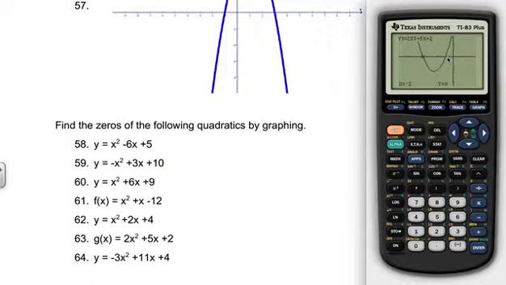This one's right in between, so I could trace over there and find it, but I want to show you another technique to find that 0 right there. I'm going to hit second calc. Okay, and I'm going to choose number 2, which finds zeros for me. And it says get on the left hand side. Now you have to be a little bit careful here.